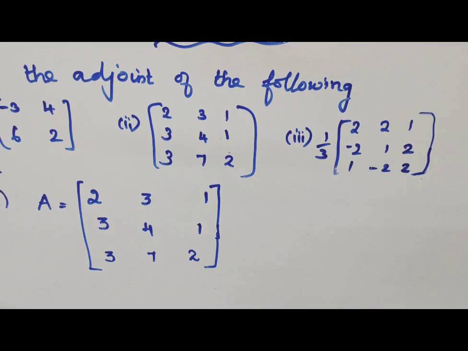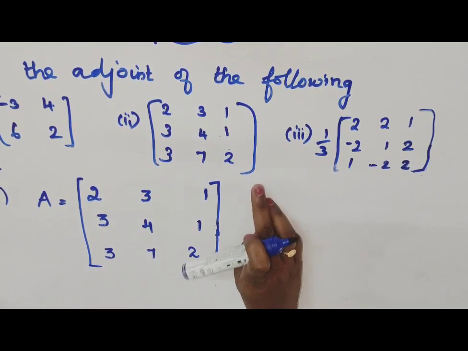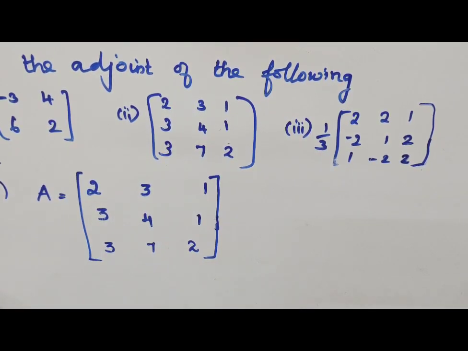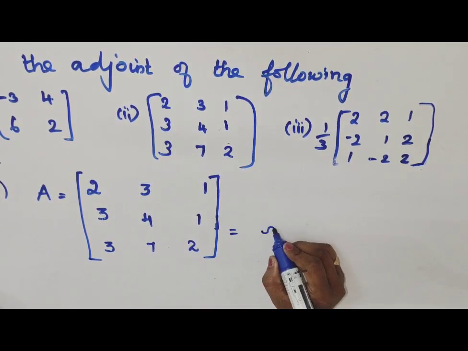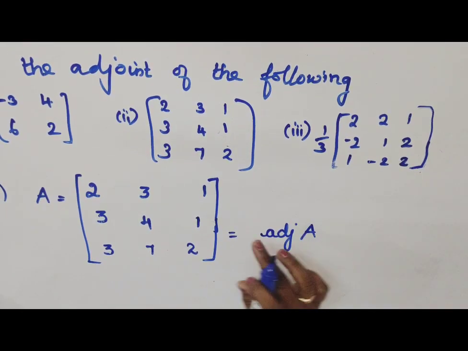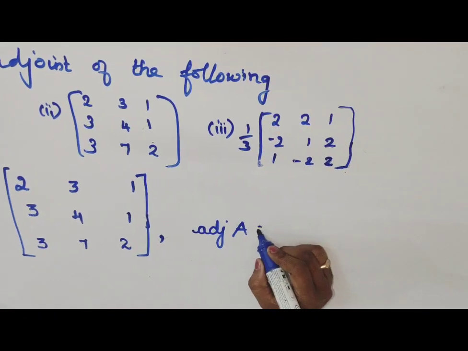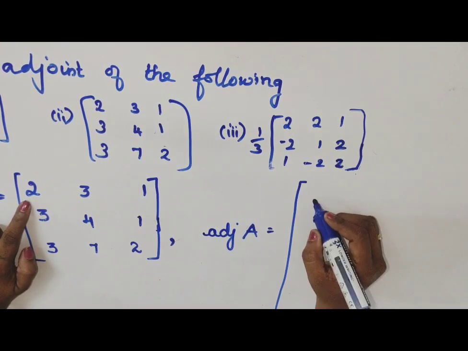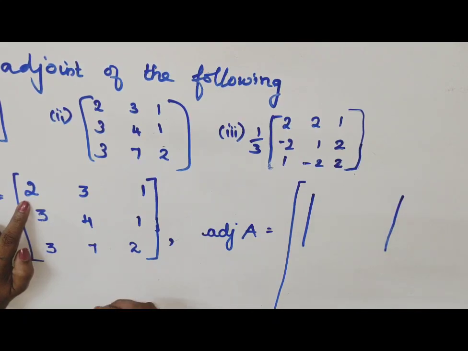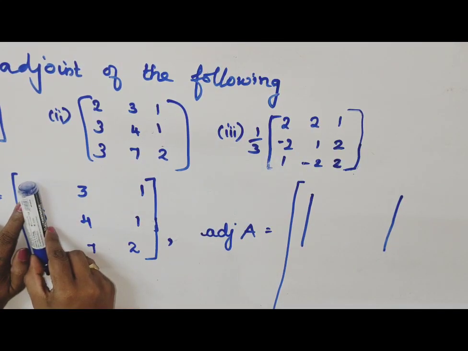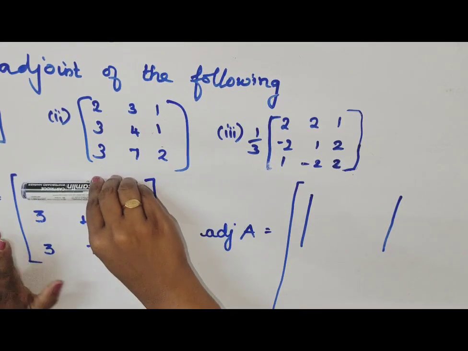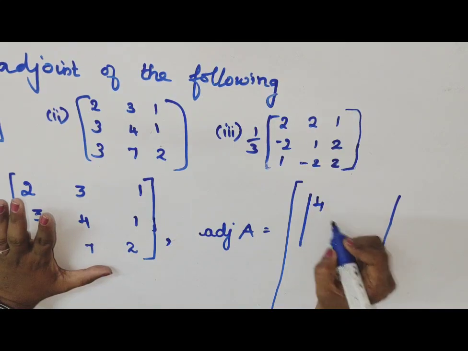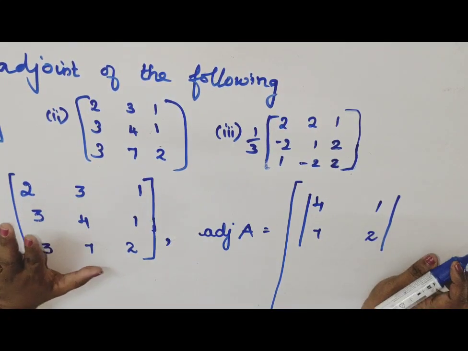Let us understand how to find the adjoint for a 3 cross 3 matrix. I have considered this given matrix as A. Whatever variable you want, you can consider. Now let us understand how to find the adjoint of A for a 3 cross 3 matrix. For example, if I consider the term 2, I have to omit the column which is touching 2 and the row which is touching 2. So what is the remaining matrix? I will get 4, 1, 7, 2. It has converted into a 2 cross 2 matrix.